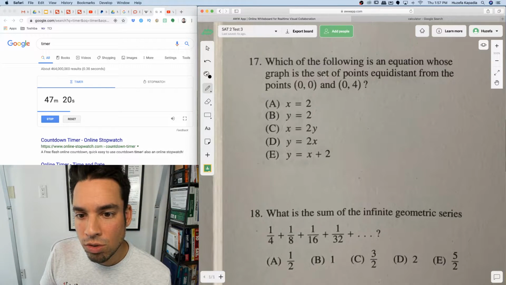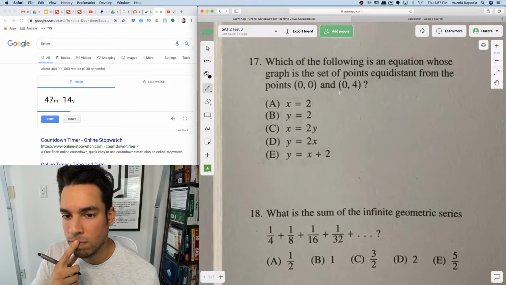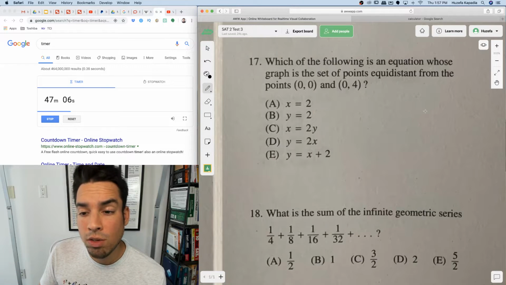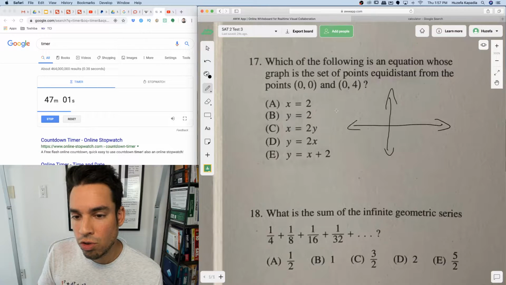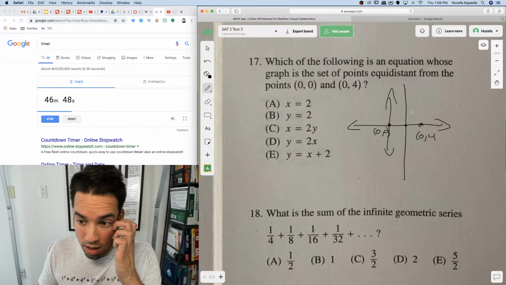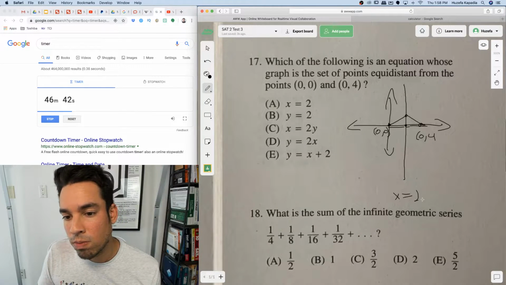Which is fine. An equation whose graph is the set of all points equidistant from point 0, 0 and the set of points... Oh, this is crazy. I get it. All right, so 0, 0 is here. 0, 4 is here. And so it would be right in here. It'd be x equals 2. It has to be vertical like this. It can't be straight like that. And then it's always equidistant from every point. You see? So it's x equals 2.